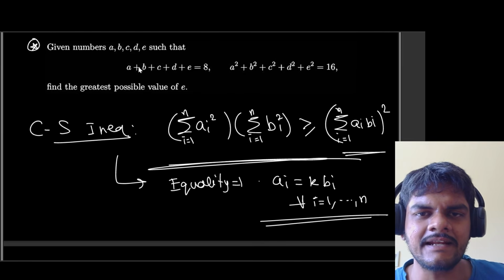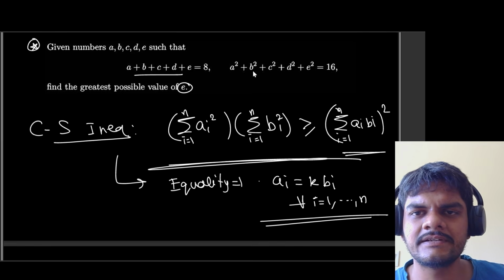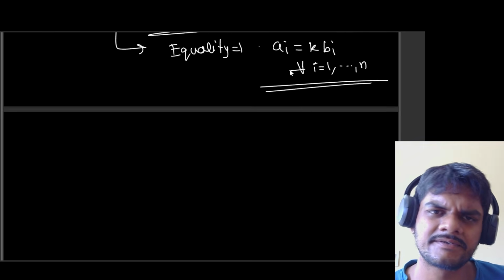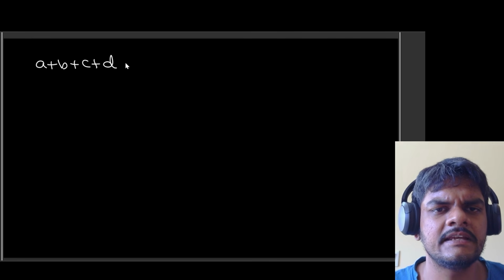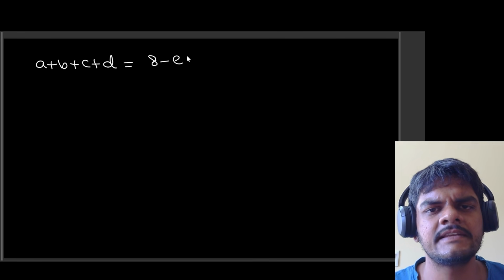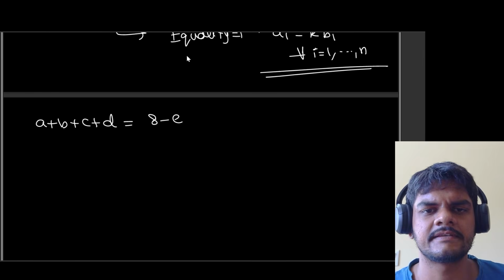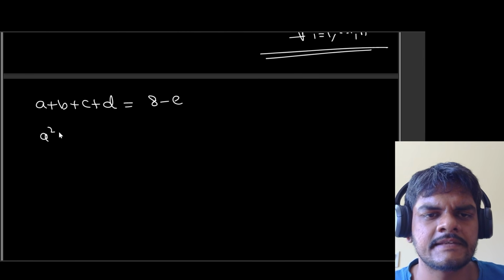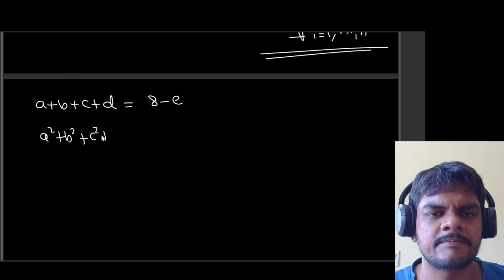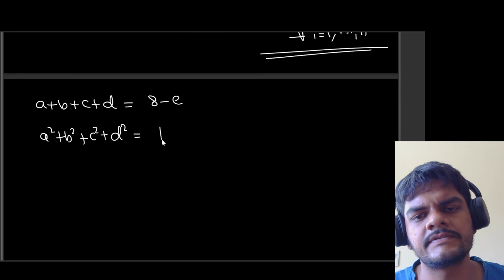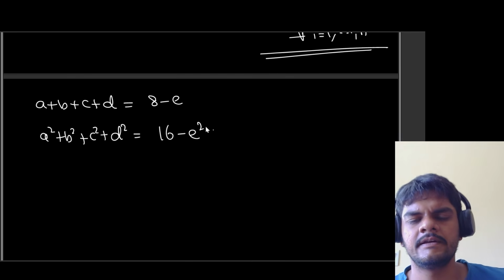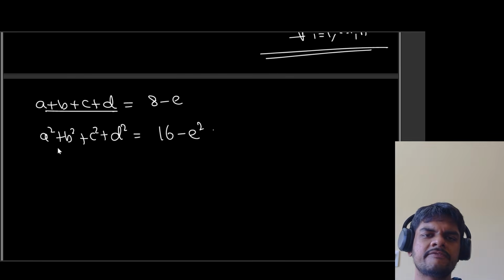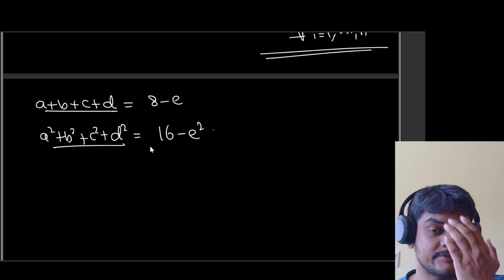All right. So I want to talk about E, right? So I'll write both in terms of E on one side. So I think I can get A plus B plus C plus D is 8 minus E. And A square plus B square plus C square plus D square is equal to 16 minus E square. What relation can I find? What inequality can I find in these two?